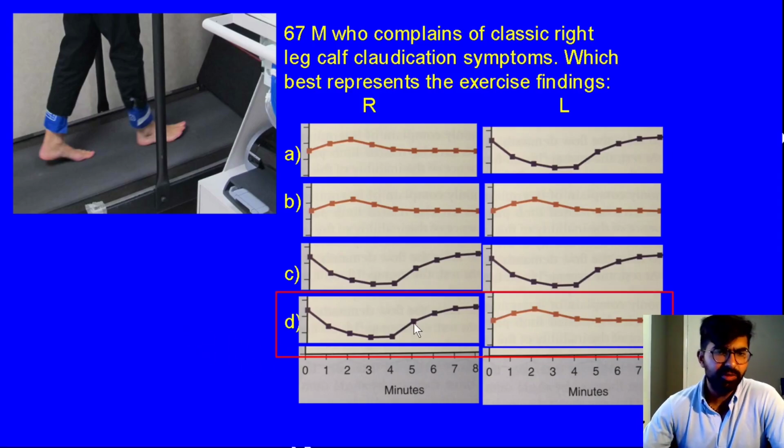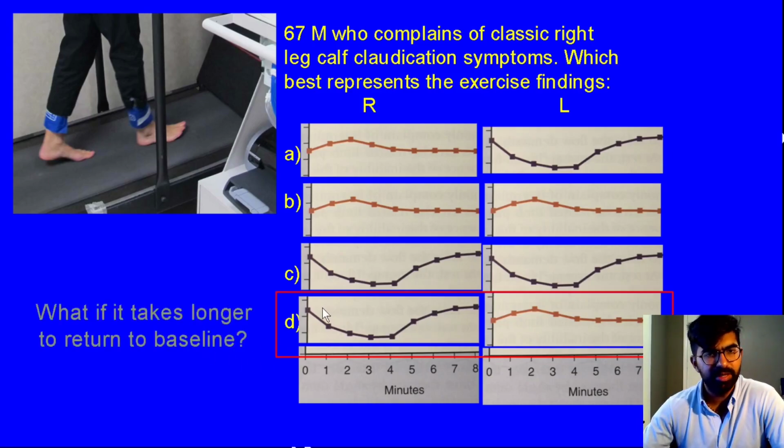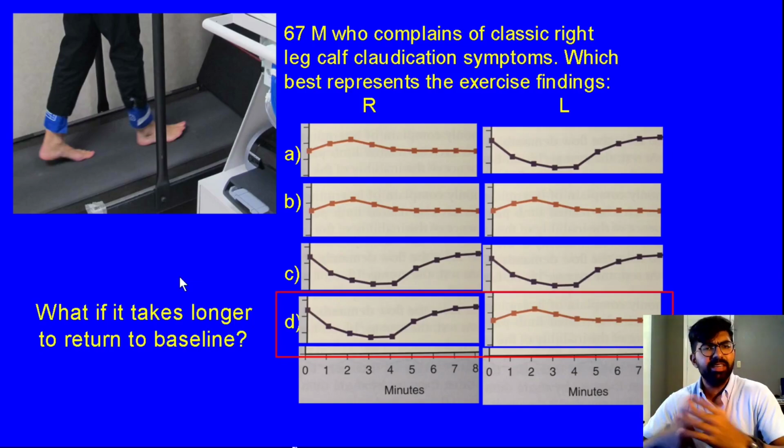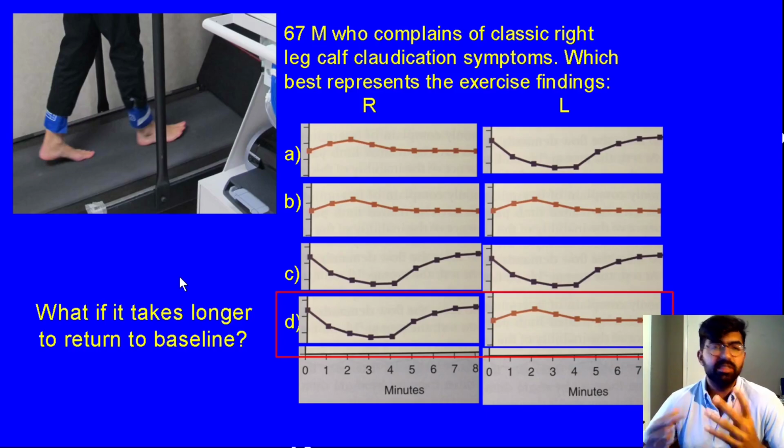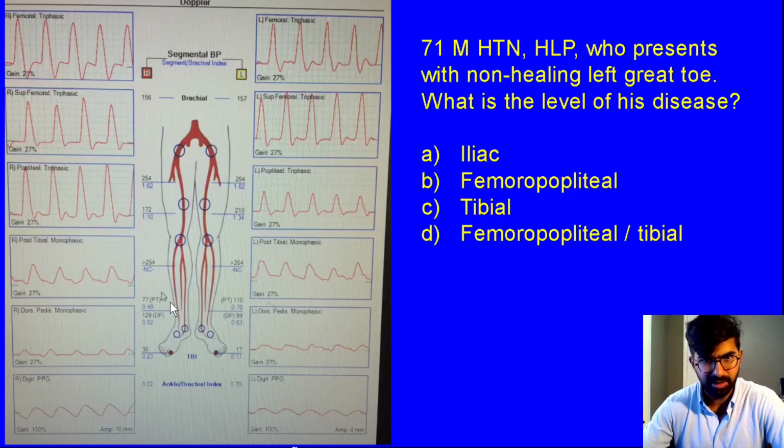And it usually returns back to baseline in about 2 minutes. But what if it takes longer to return to baseline? What does that tell you about that extremity or the lesion? And this one's a tough one. It usually represents multi-level disease, that not only is there one potentially fixed lesion, but there might be significant multi-level disease, which will cause a delay in you coming back to baseline.